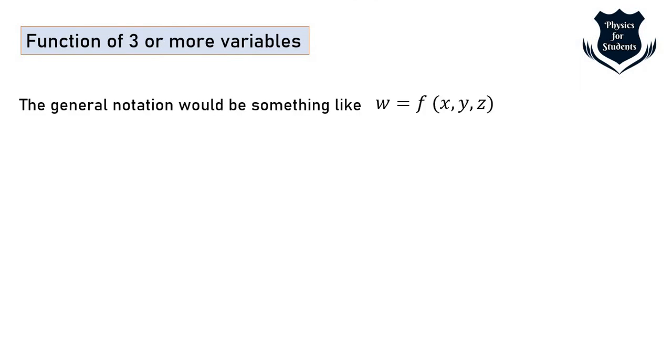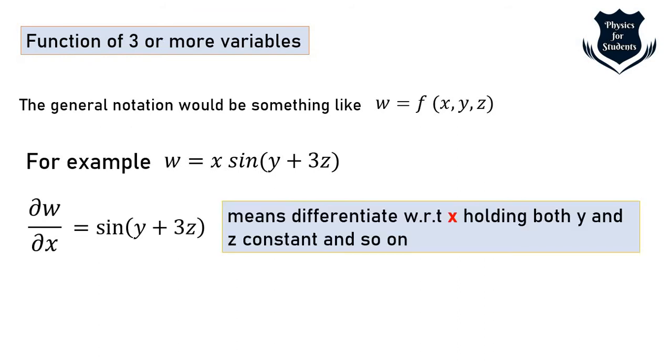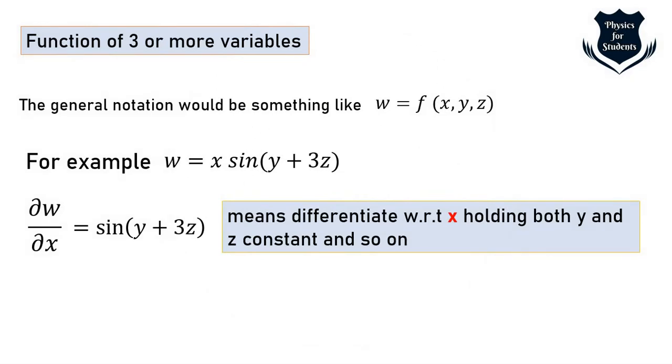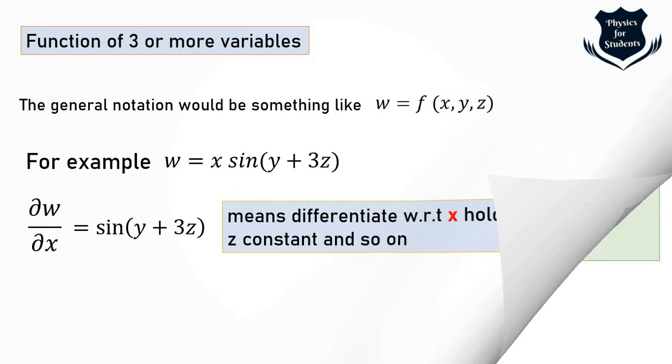If we are dealing with a function of 3 or more variables, the general notation is y equals a function of x, y and z and so on. For example, w equals x sine of y plus 3z. Here, this means differentiating with respect to x, holding both y and z constant, and so on. So you understand what it actually means. Let me go back to the previous one. When we are dealing with 2, it comes to this. When we are dealing with 3, we differentiate one variable, that is x, and hold the other two, y and z, constant. We will be dealing with more variables in other videos.